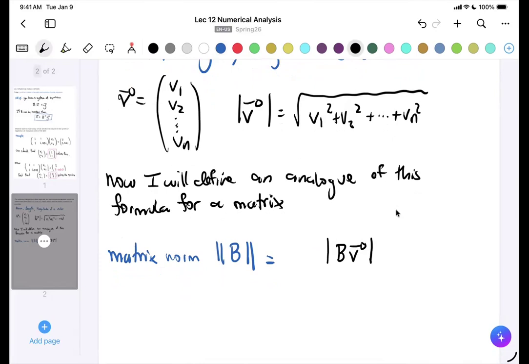So I'll find its length. Okay, so that's what this means. It means you multiply the matrix with a vector, you take the length of that, then you divide it by the length of the vector v that you started with.